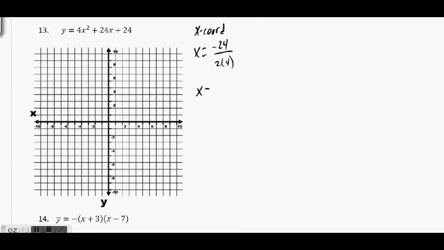The y coordinate. We have y is equal to 4 times negative 3 squared plus 24 times negative 3 plus 24. Mental math, some calculator work, whatever, I don't care. Y is equal to negative 12. And this is why I'm not a fan of these pre-printed axes, because now my vertex is negative 3, negative 12. So this means I'm going to have to change this graph.